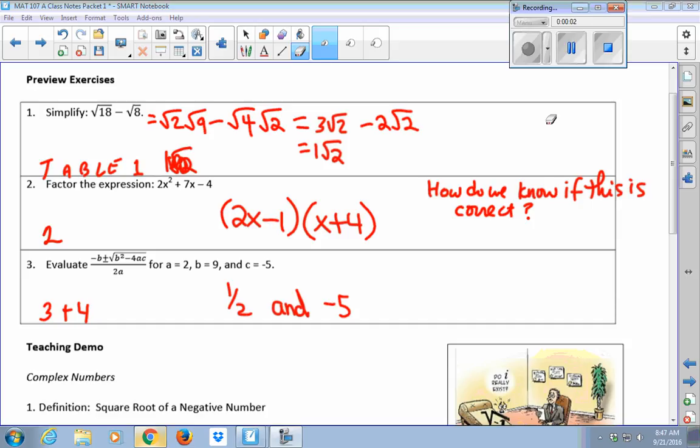Does anybody have anything different for the answers for these three preview activities? All right, well, that's a good sign. When you start a problem like number 1, and you look at the square root of 18 and the square root of 8, what sort of things do you think about to get to your next step? What sort of things do you try to consider to help you with the next step?